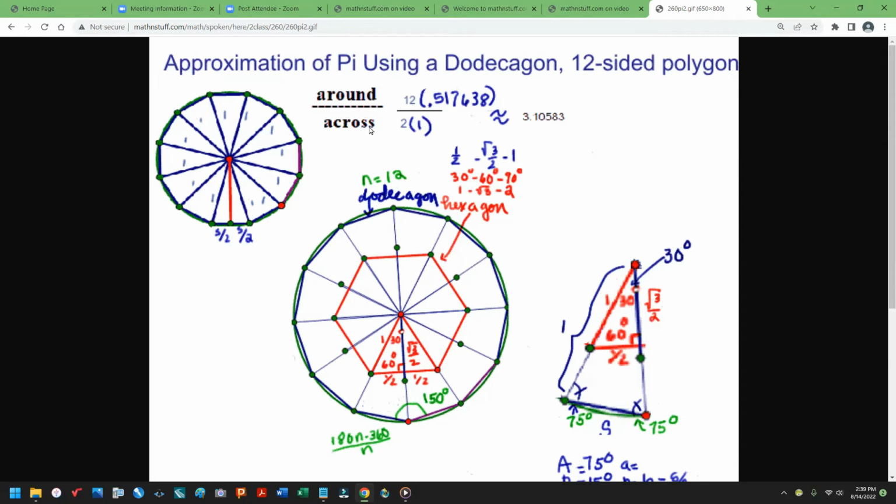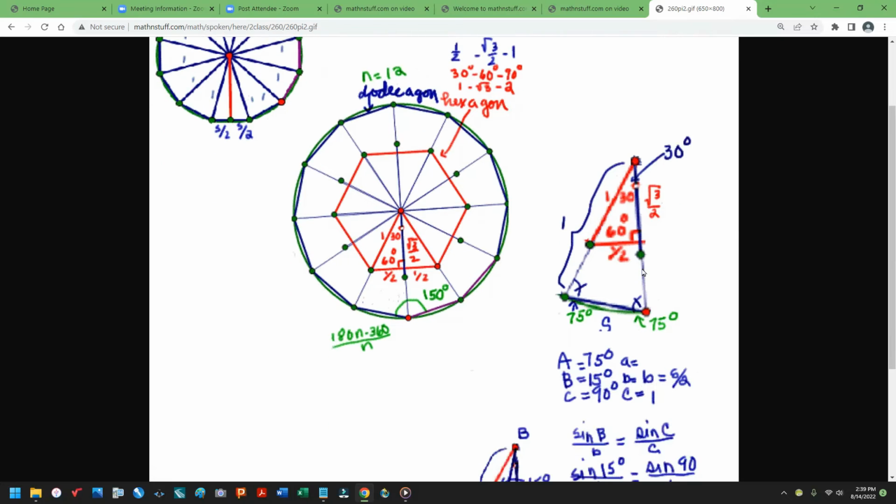So the around compared to across for a dodecagon, you may want to skip this. You might not want to skip this. I really felt it good. Here's the 60-degree angle that you remember from the Sketchpad. If you bisect it, you get a 30. That gives you a 30, 60, 90 right triangle. If you remember your trig, you know what the lengths of the sides are.